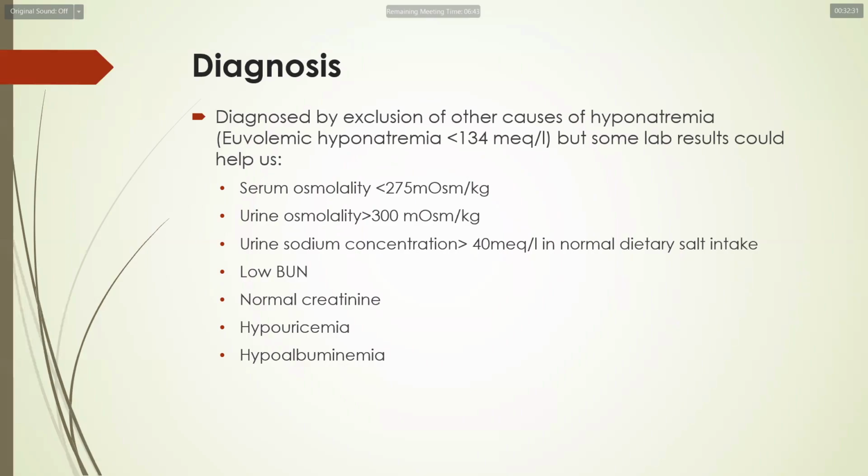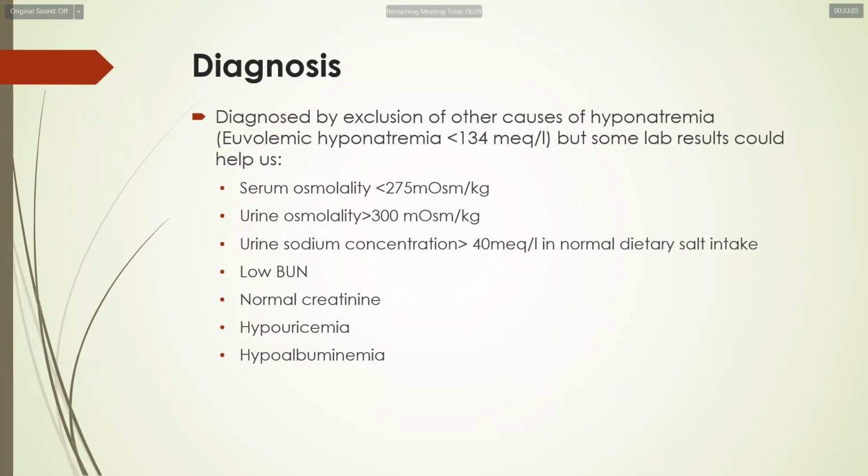ممكن تكون هايبرفوليميك، هايبوفوليميك ويوفوليميك. بعد ما نستثني الهايبرفوليميك والهايبوفوليميك زي الديهايدريشن والكونجستيف هارت فيلير والليفر ديزيزز واستخدام الدايوريتكس زيادة، بعديها بنبلش نفكر بالأسباب اليوفوليميك هايبوتونيك هايبوناتريميا زي البوست اوبراتيف والهايبوثايرويدزم والSIADH. طيب بس في فحوصات بتساعدني غير عن إنه في هايبوناتريميا، في فحوصات بتساعدني إني أشخص الSIADH.